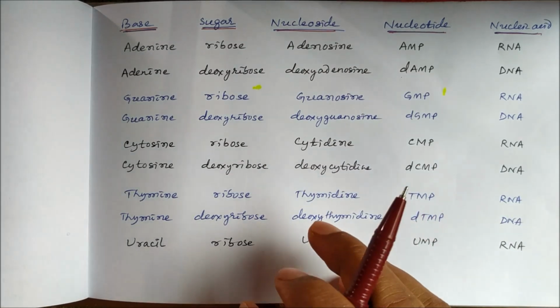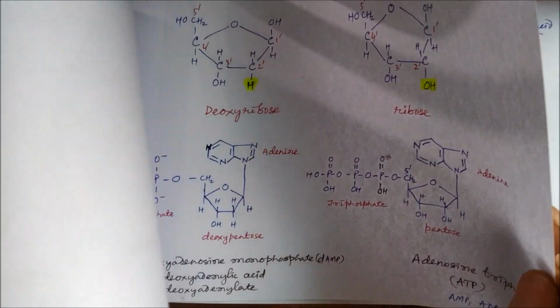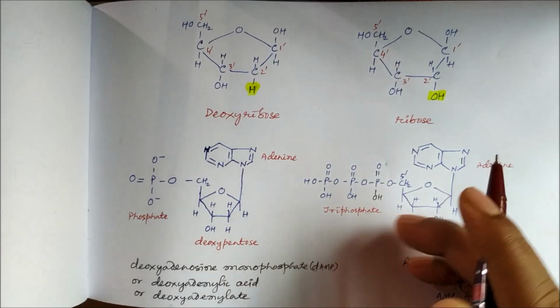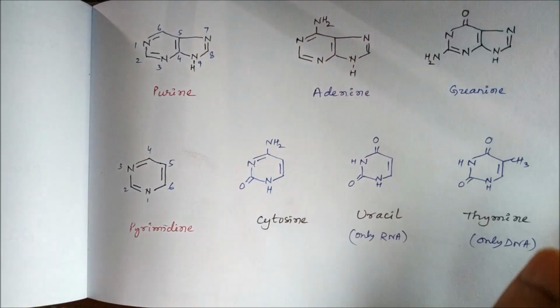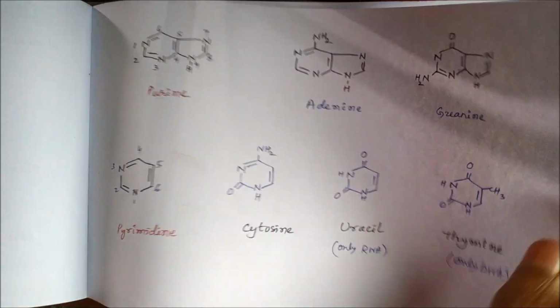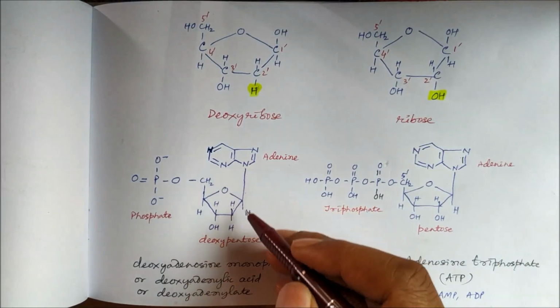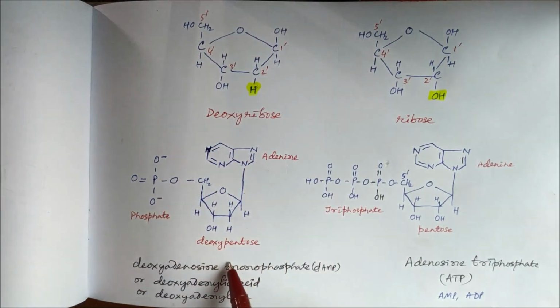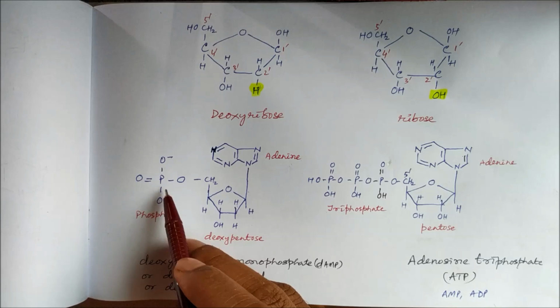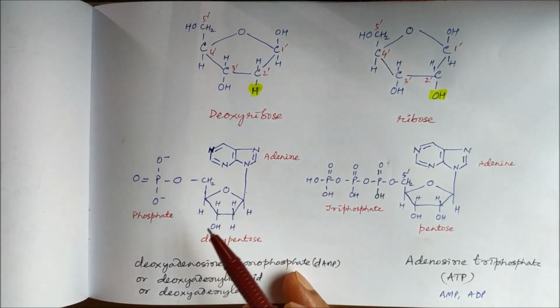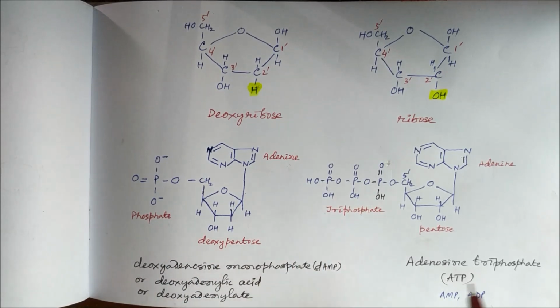So this is all about the difference between nucleoside, nucleotide, and nucleic acid. First we came to know that there are bases, which can be purine or pyrimidine bases, and when this base is attached to a sugar it becomes a nucleoside, and when this nucleoside becomes attached to a phosphate it becomes a nucleotide. So with one phosphate it is monophosphate, with two phosphates it is diphosphate, and with three phosphates it is triphosphate.